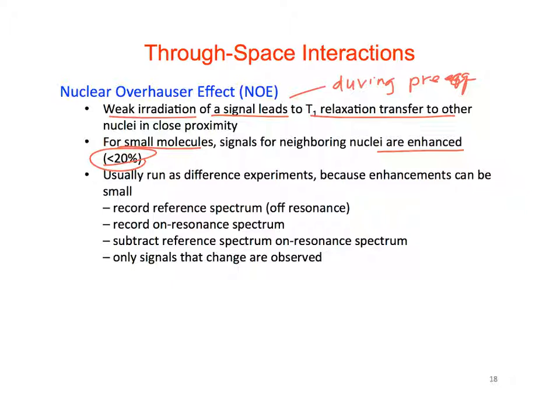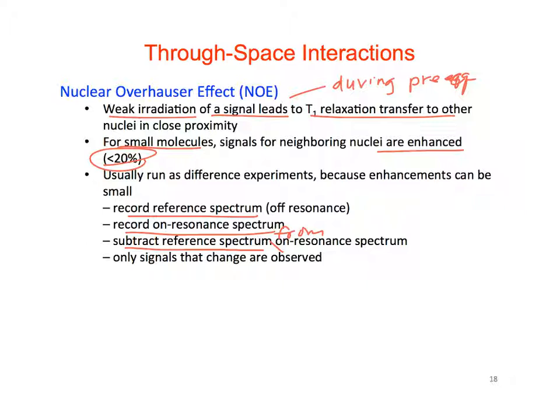And so we typically run these as difference spectra. So what we do is we record a reference spectrum which has that decoupler set somewhere off resonance. Right? It's not on a peak. And then we run one where it's on resonance, and then we subtract the reference from the on resonance spectrum.